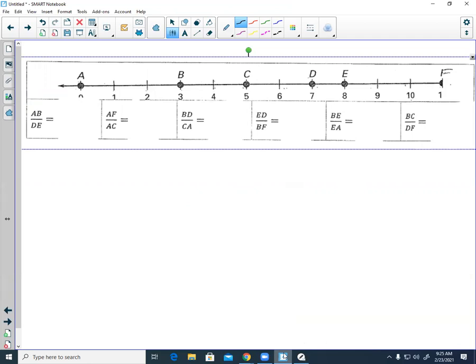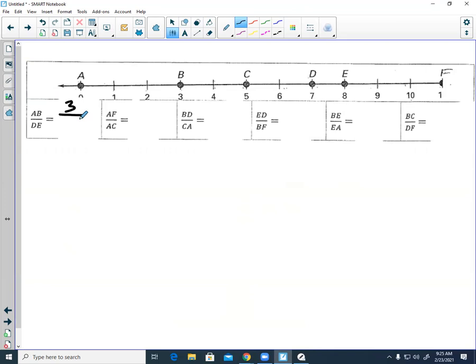Okay, so it wants me to find the ratio of AB over DE. So AB is 1, 2, 3. You're going to notice that on all of these, I actually use my finger to count. So A to B is 3 units over DE is 1 unit. So the ratio from AB over DE is 3 over 1, 3 to 1. I'm going to give you a second to figure the rest out. Simplify them if you can.